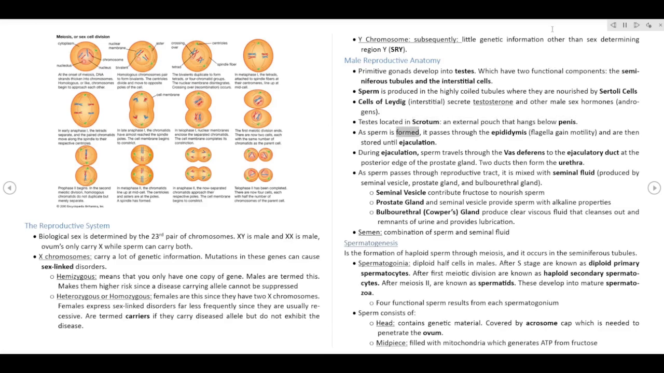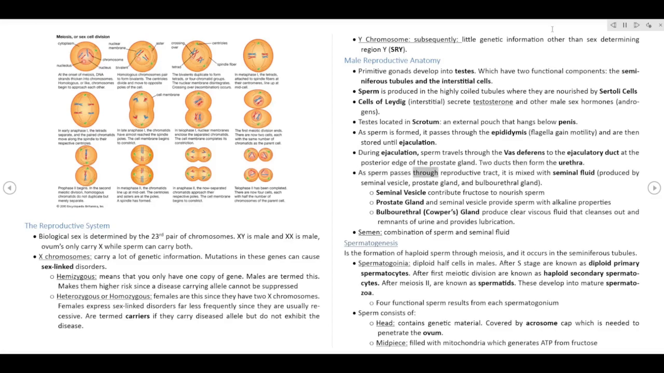As sperm is formed, it passes through the epididymis, where flagella gain motility, and is then stored until ejaculation. During ejaculation, sperm travels through the vas deferens to the ejaculatory duct at the posterior edge of the prostate gland. The 2 ducts then form the urethra.